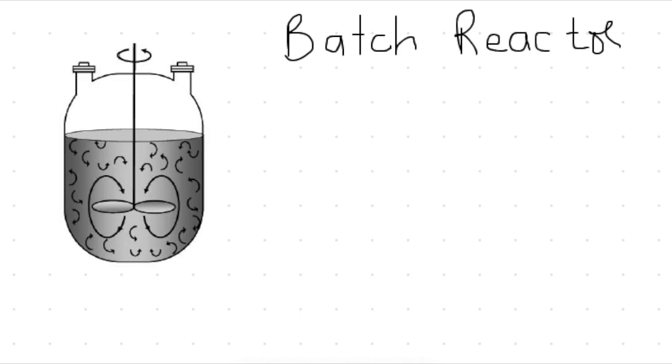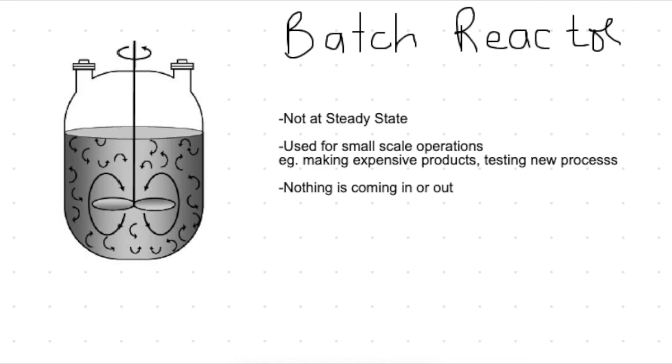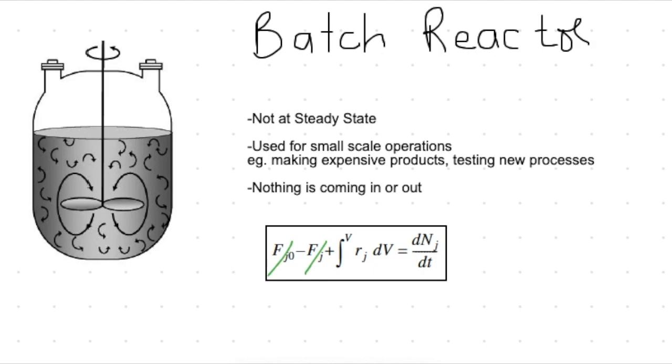The first type of reactor we are going to talk about is a batch reactor. Some characteristics of batch reactors are that they are not at steady state, which is going to come into play in our mole balances. They're usually used for small-scale operations, such as making expensive products or testing new processes, and there is no flow in or out of the reactor. So going back to our original mole balance, we can cross off the first two terms because we do not have any flow in or out of the reactor. So this equation that's left over is our mole balance on a batch reactor.